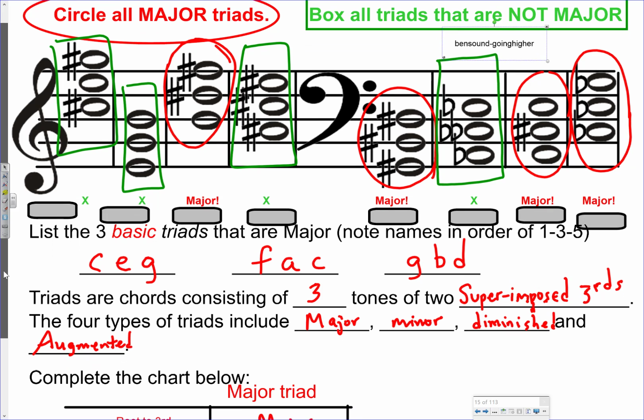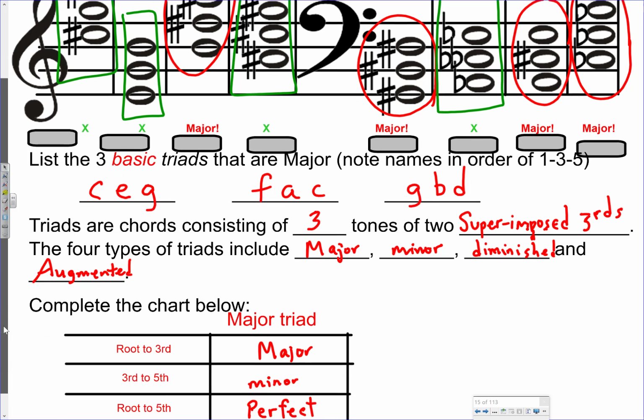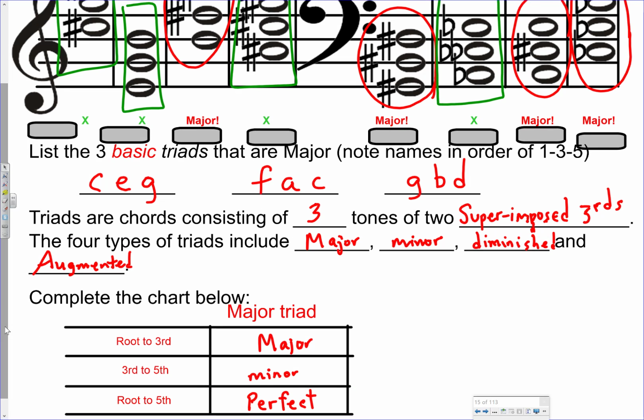Triads are chords consisting of three tones of two superimposed thirds. That is, one third on top of the other. The four types of triads include major, which is today's topic, minor, that's down the road, and then further on down the road, diminished and augmented triads. And here is the chart. Hopefully you did an okay job with this.